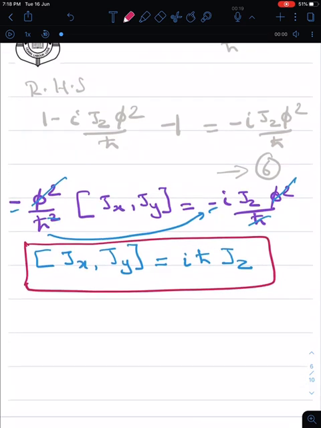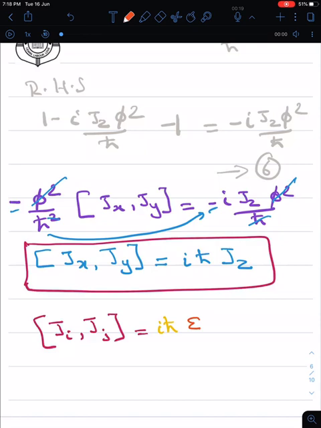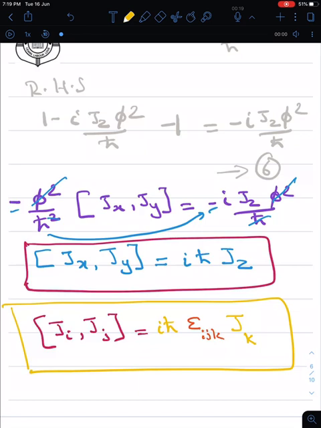Or we can generalize this: the commutator of ji and jj is equal to i h cross times the Levi-Civita symbol epsilon ijk times jk. So we can write it as a generalized statement: [ji, jj] equals i h cross epsilon ijk jk. Hope you have understood. Thank you all.